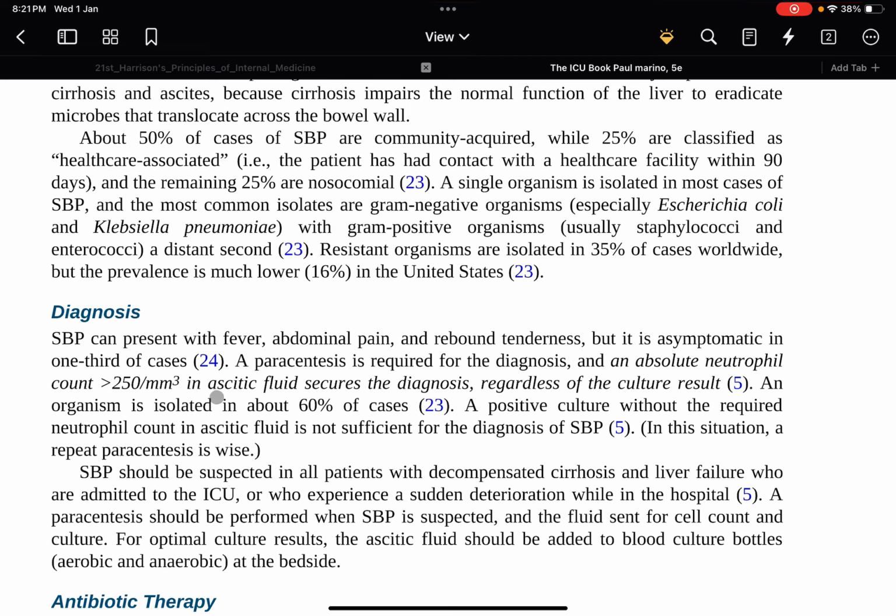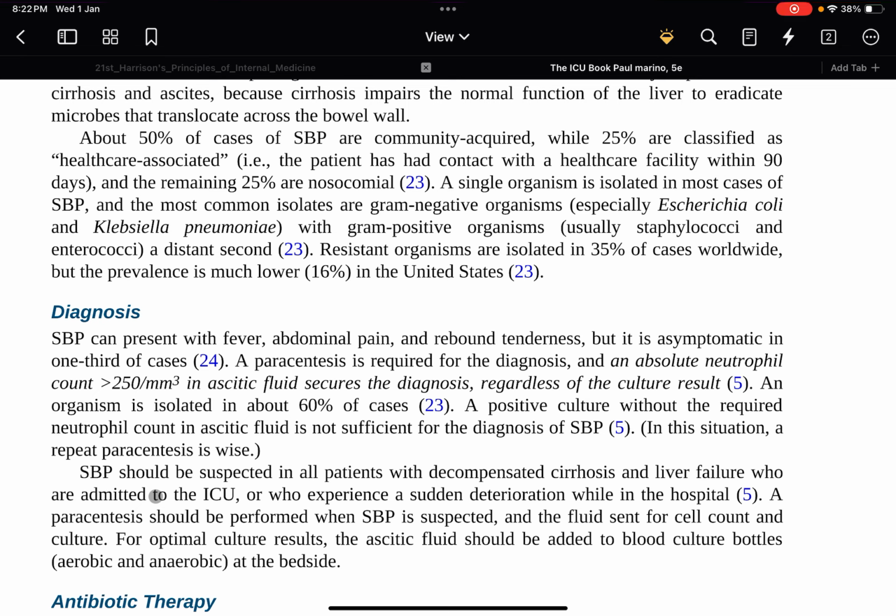So an absolute neutrophil count above 250 is diagnostic. An organism is isolated in 60% of cases, but a positive culture without the required neutrophil count in ascitic fluid is not sufficient for the diagnosis of SBP. So if the culture is positive but the neutrophil count is not above 250 per cubic millimeter, then the diagnosis is not confirmed. In this situation, a repeat paracentesis is wise.